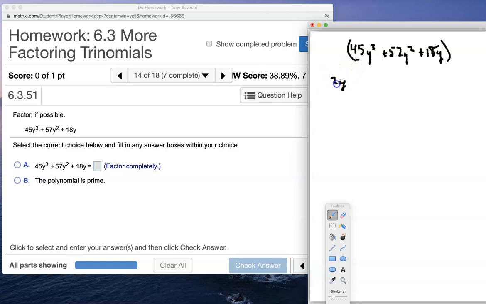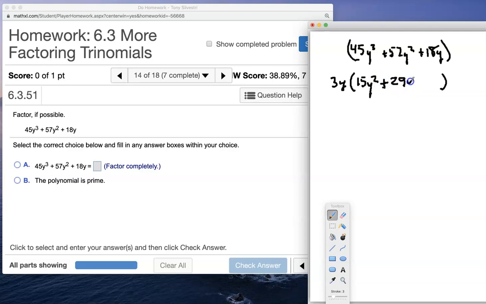Okay, pull out a 3, because what happens then is 3 goes into 45 15 times. I had 3 y's, I pull one out, I have a square. Plus 3 goes into 57 29 times.